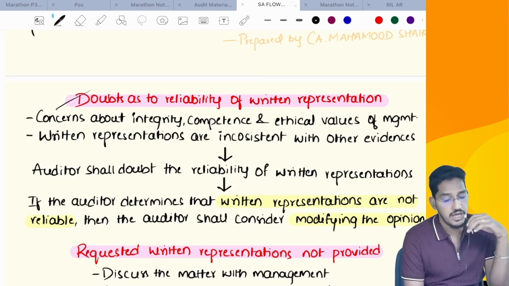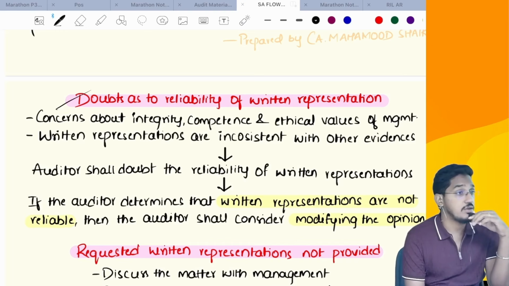If I come to know that the written representation itself is wrong, that management has given a wrong written representation, is that a small issue or a big issue? Very big issue. Management knowingly provided you wrong information. In those cases you should take extreme action. You can even give a disclaimer of opinion.